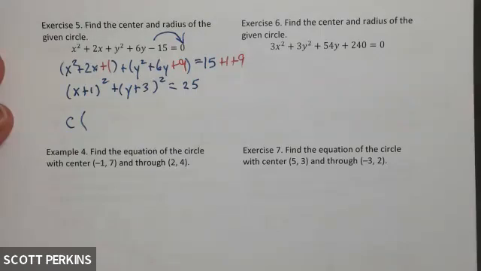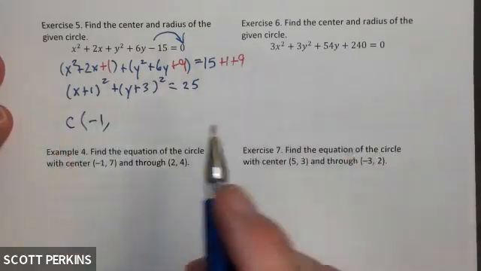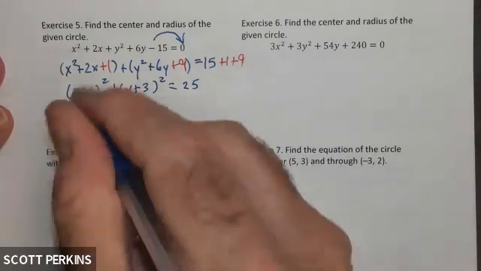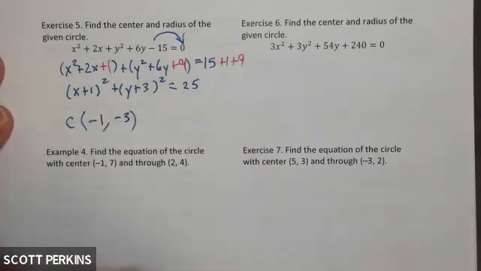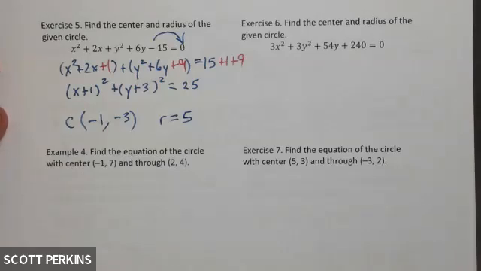So the center of the circle, my x-coordinate is going to be -1. I get that from the first parentheses. The y-coordinate is going to be -3. I get that from the second one. And then the radius in this case is what? 5. All right, one more problem.